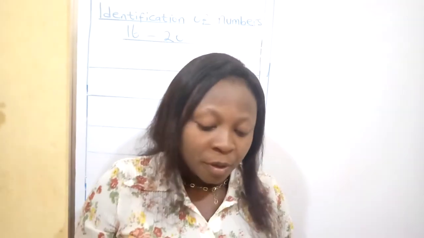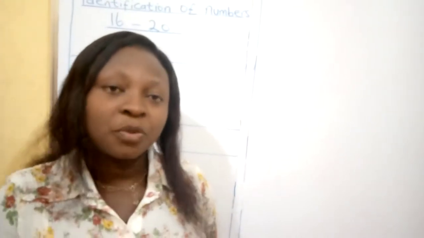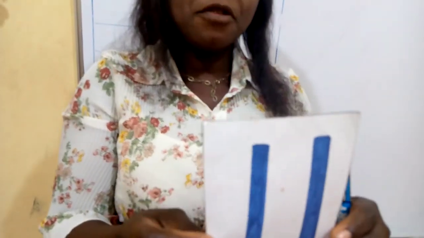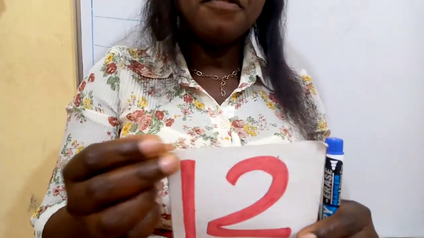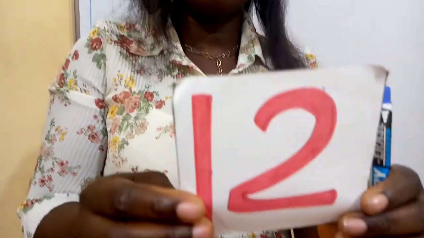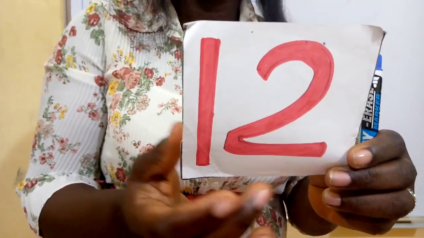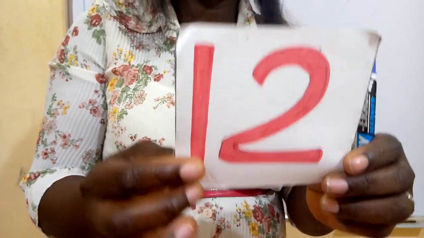Before we go into numbers 16 to 20, I want us to do revision on what we did last week. We were looking at identification of numbers 11 to 15. And I was saying that 1 and 1 is 11. 1 and 1 is what? 11. Then after number 11 is number 12. 1 and 2. You write 1 and you write 2. 1 and 2, 12. That is number 12.